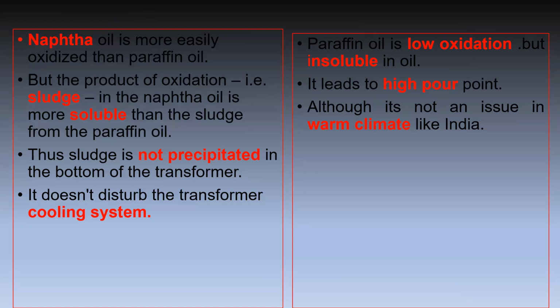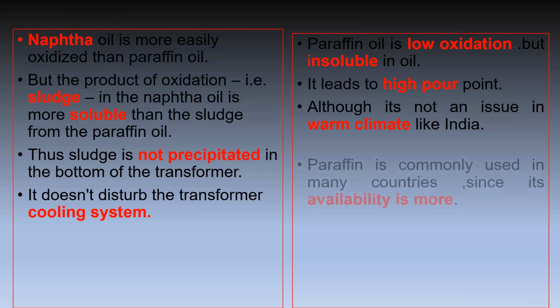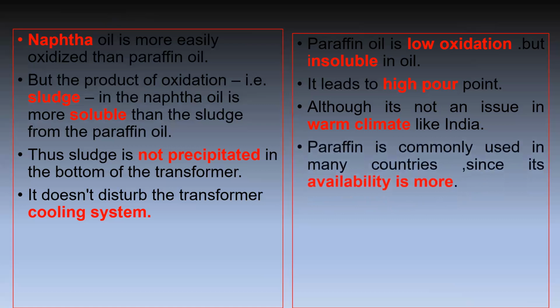According to that, the oil which is present in the tank will flow through a pump and pipe to the conservator tank, one more tank at the top. That is for the expansion purpose. So paraffin is commonly used in many countries since its availability is more. Here in India also, we use the paraffin oil.